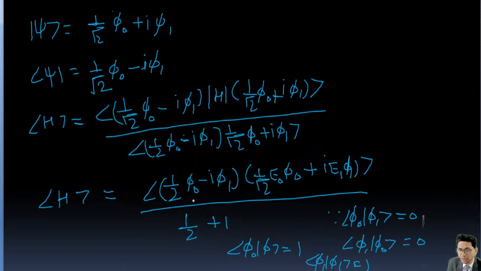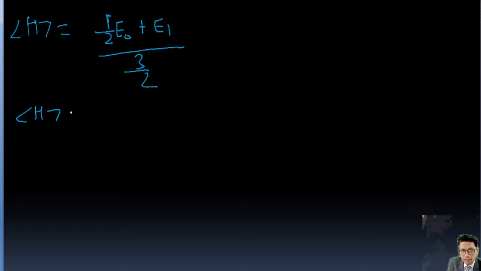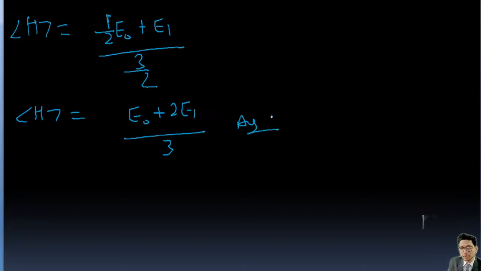We will simplify it further. So this is 1 upon root 2, this is also 1 upon root 2. It is going to be 1 upon 2 E0 plus E1 upon 3 by 2. So the Hamiltonian H is going to be E0 plus 2E1 upon 3. Okay, so this is the answer for this question.